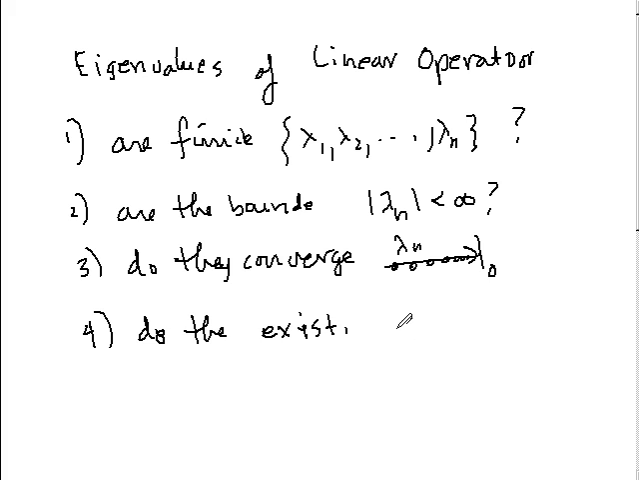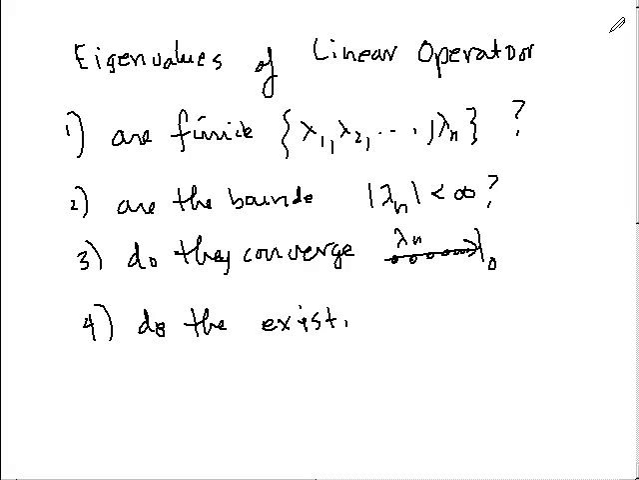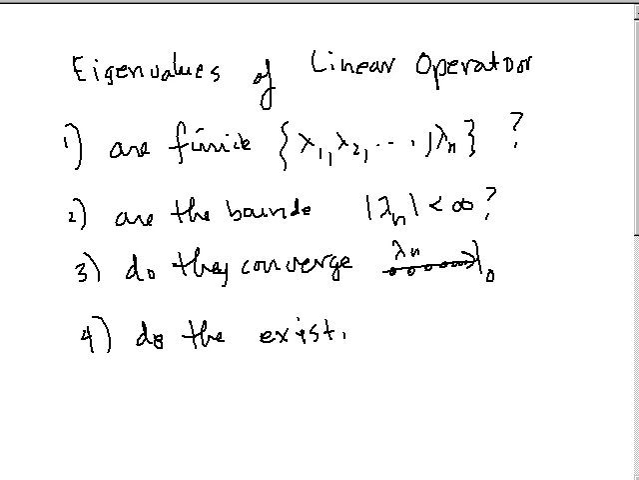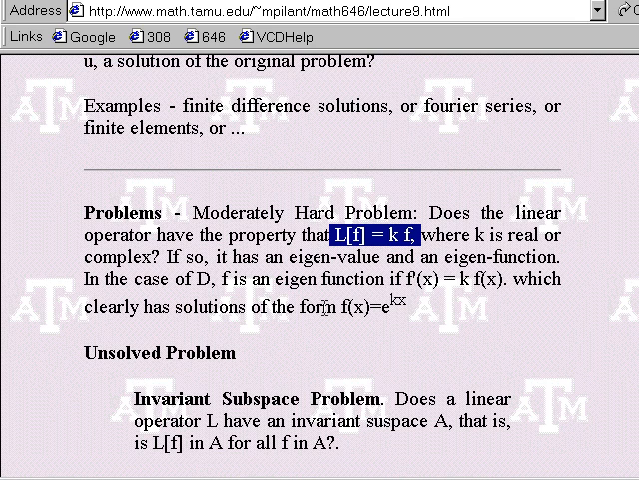Because there is something called the spectrum, and the spectrum includes both discrete eigenvalues like these and also continuous spectrum. Like I could have an interval of lambdas versus discrete lambdas. When you have an infinite dimensional operator, you could have both kinds of spectrum.